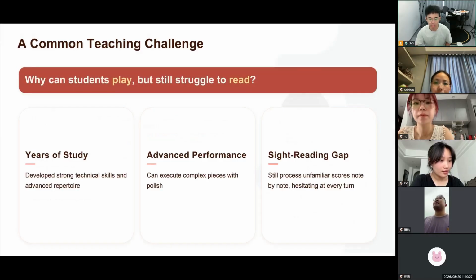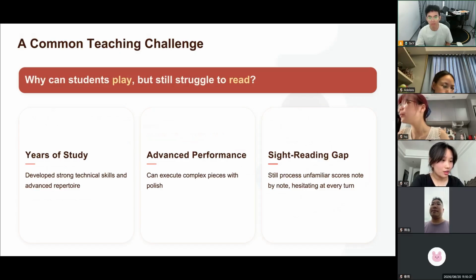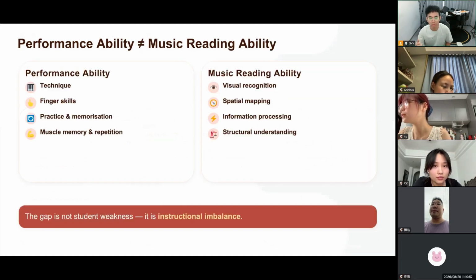A common teaching problem. Many teachers have experienced this situation. A student can play a piece very well after practice, but when we give them a new piece, they immediately struggle. Why? Because they learned how to play this piece, but they did not learn how to read new music. Because performance ability does not equal music reading ability.